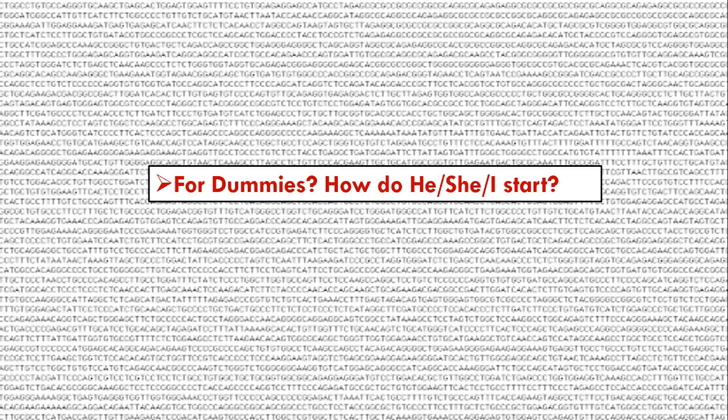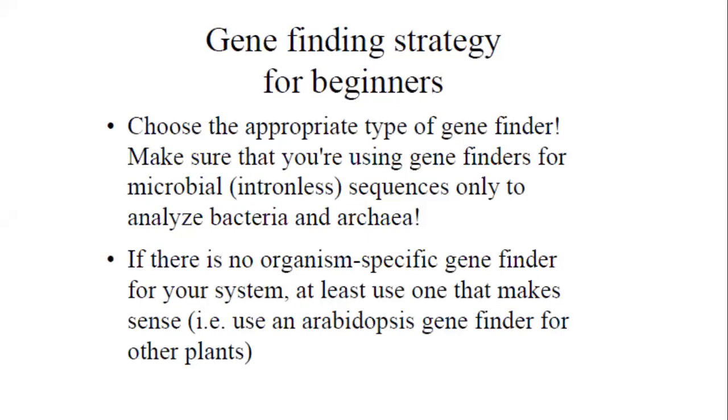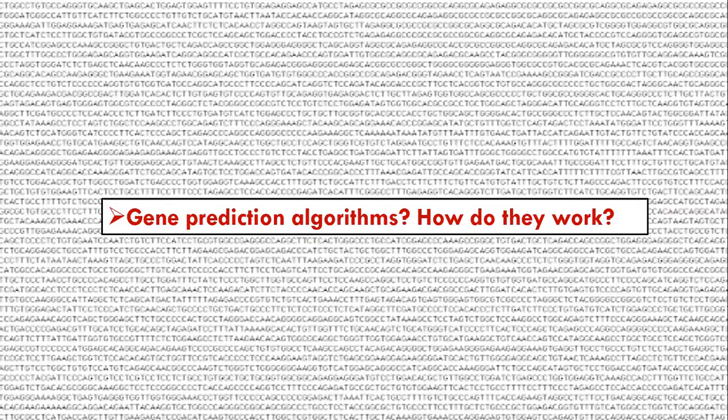For example, I am a dummy. I don't know how to do gene prediction or gene annotation. How myself or someone of you, how you can start. You have to start from whatever we have discussed in the previous slides. You start with finding a strategy. So choose the appropriate type of gene finder you want to work on. Make sure whether you are working on prokaryote or eukaryote, it changes accordingly. And then you pick one. If there is no organism-specific finder, at least you can decide what output you want, make some sense out of it, make some hypothesis, and accordingly use the salient features of the algorithm, use the best one.